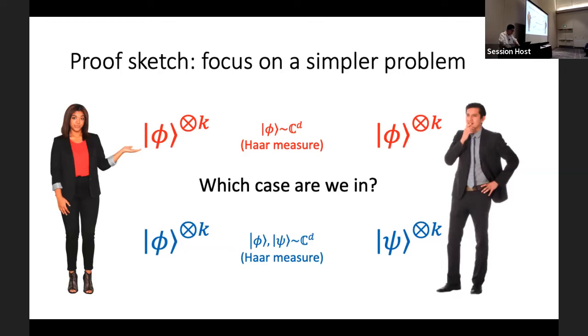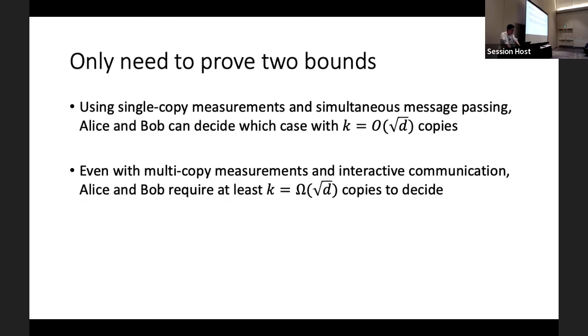So this problem is a special case of our original problem, because in case one, the inner product always equals one. And in case two, with very high probability, the inner product is exponentially small because the states are independent. So to prove our main result for this simpler problem, we only need to prove two bounds. First, using single copy measurements and simultaneous message passing, which is the weakest model across all different models, Alice and Bob can decide which case they are in with O(√d) copies. And second, even with multi-copy measurements and interactive communication, Alice and Bob still require at least Ω(√d) copies to decide.